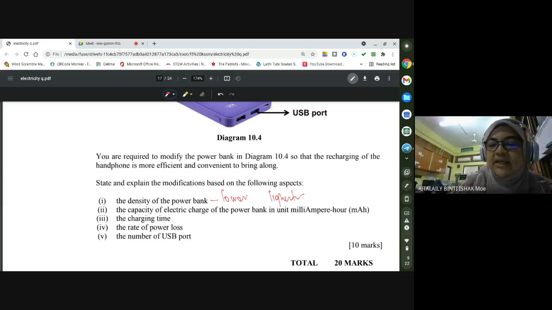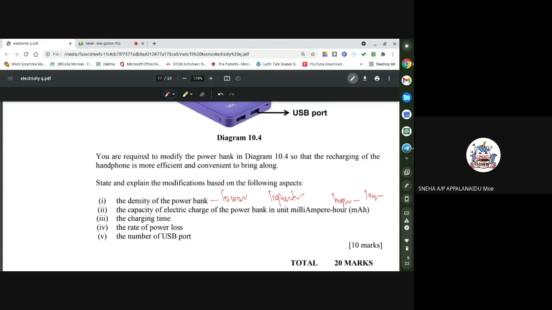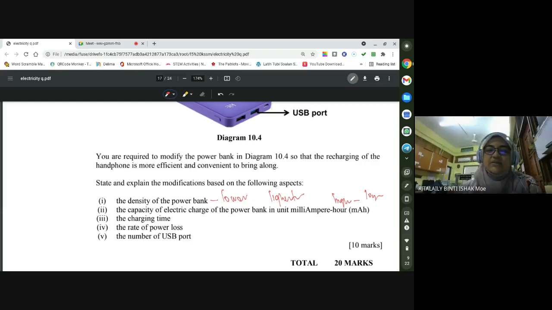Okay, so we need higher capacity so that it can be used for a longer time. And then as for the charging time, shorter charging time is able to save more time. Okay, so we need shorter charging time so that we can save time.